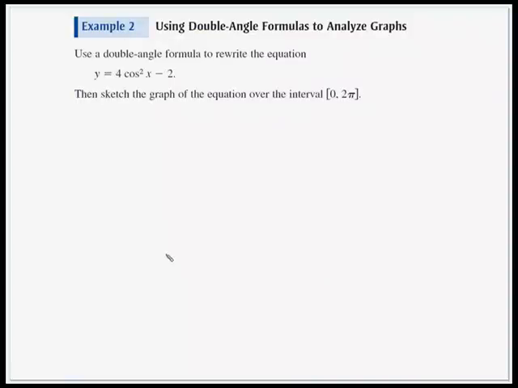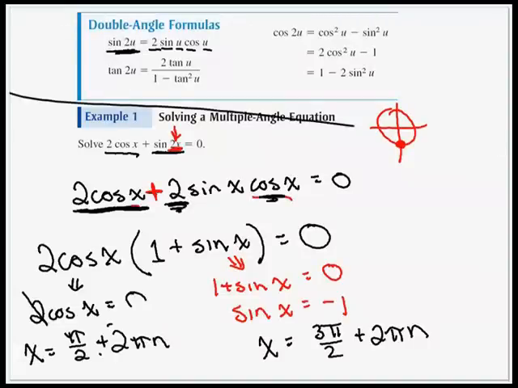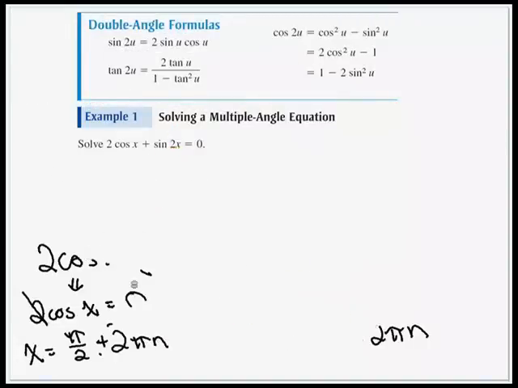See here in example 2, use double angle formula to rewrite the equation y equals 4 cos squared of x minus 2. Then sketch the graph on the interval from 0 to 2 pi. So what we have is 4 cos squared of x minus 2. What does that most look like in our double angle formulas?